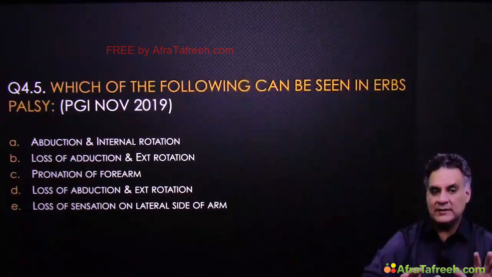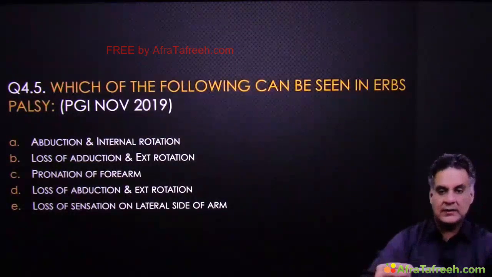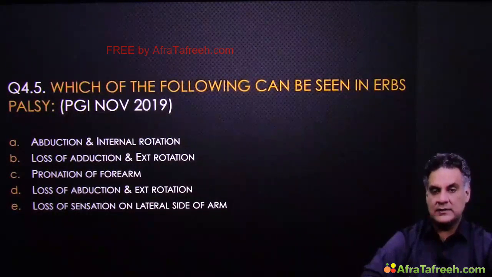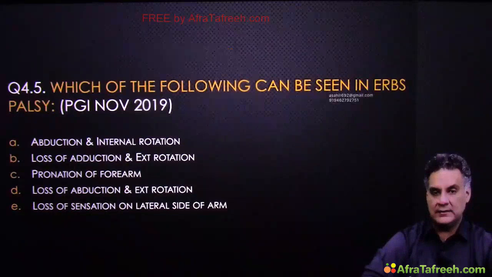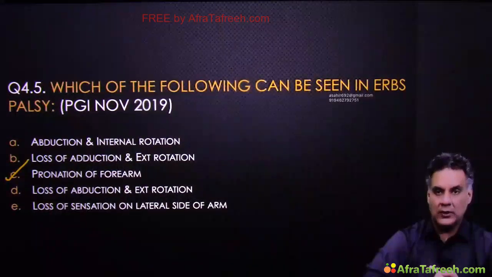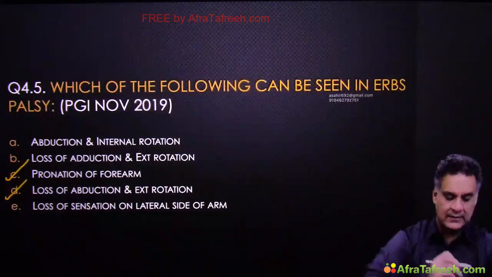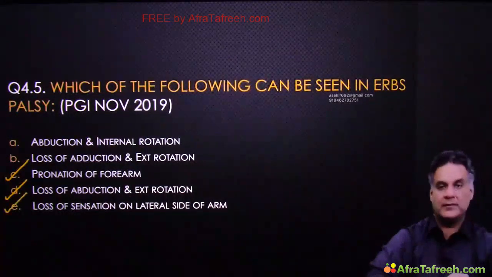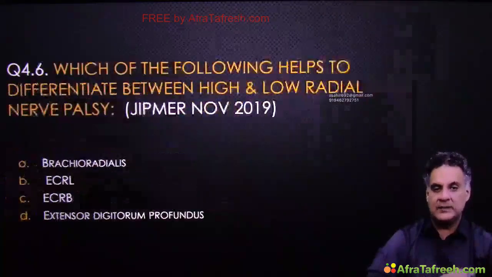So which of the following can be seen? Abduction can't be seen. Externalization can't be seen. Pronation of forearm, seen. Loss of abduction relation, seen. Loss of sensation on lateral side of arm, seen. So these are seen in palsy.